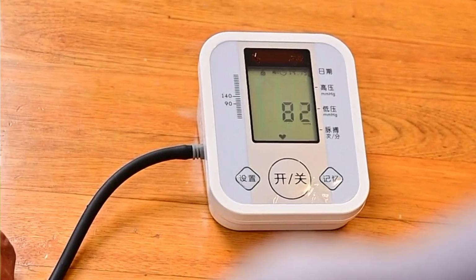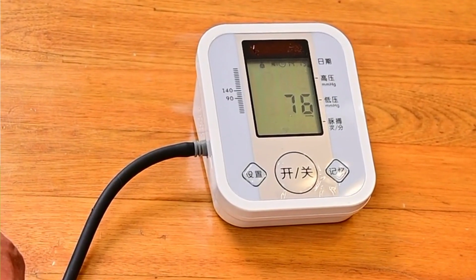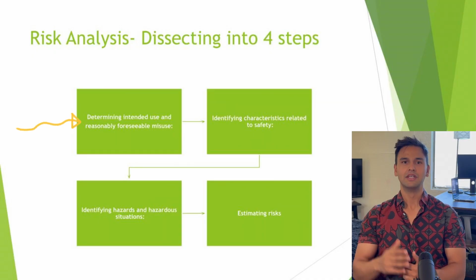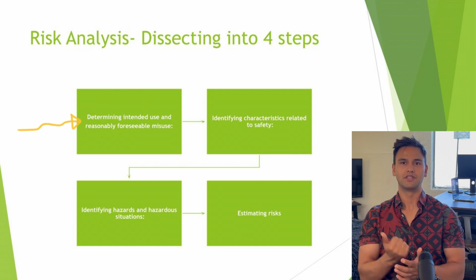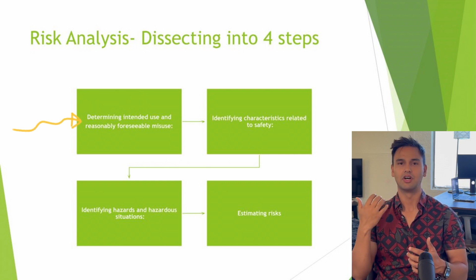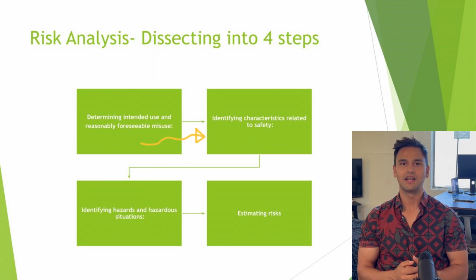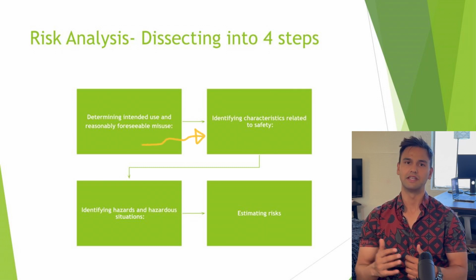A manufacturer of a blood glucose monitor would need to consider its intended use for the patient to monitor their blood sugar levels, but it's possibly also being used by healthcare professionals in a clinical setting to diagnose diabetes, right? So you can't only think about the patient using it, you have to think the hospitals also need to use it.